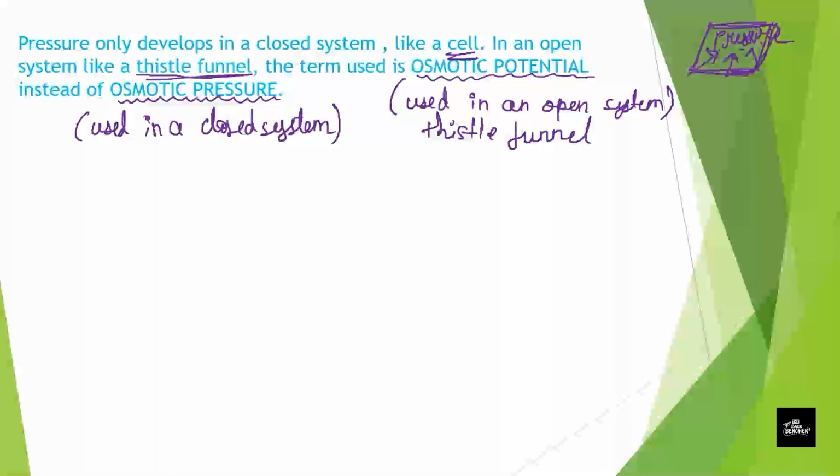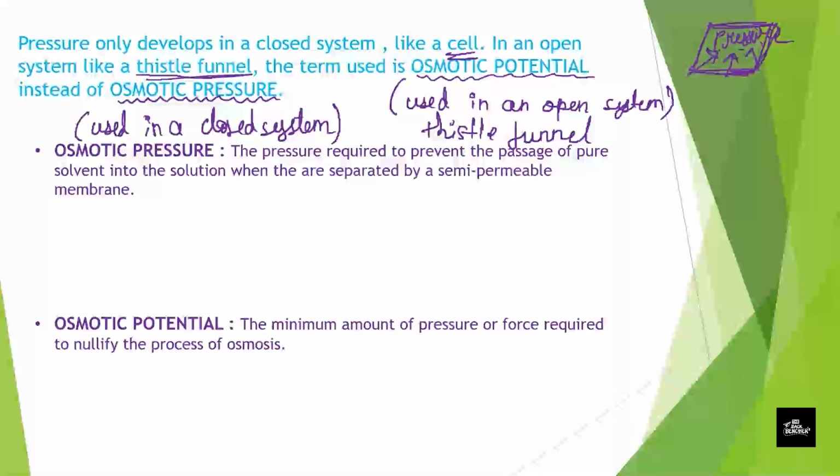So now you've understood both the terms, osmotic pressure and osmotic potential. Let us simply write these definitions once again to help you understand in a better way. First is osmotic pressure: the pressure required to prevent the passage of pure solvent into the solution when they are separated by a semi-permeable membrane. When they are separated by a semi-permeable membrane.